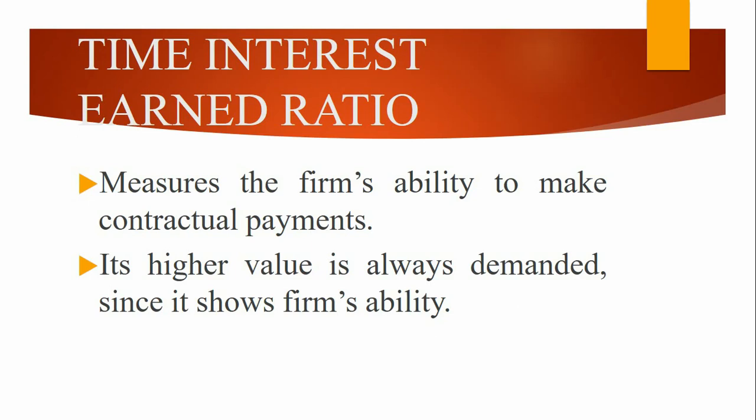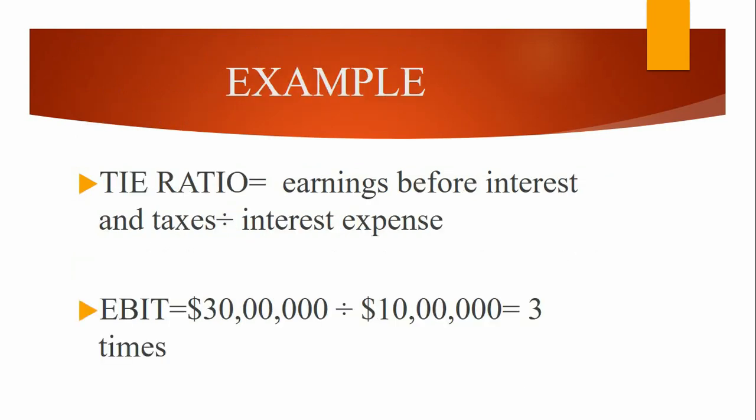The next important ratio is the time interest earned ratio, which measures the firm's ability to make the contractual payments or the financial expenses. When this ratio is higher, it means the firm is financially sound and able to pay its interest expense. The formula is earnings before interest and taxes divided by interest expense.